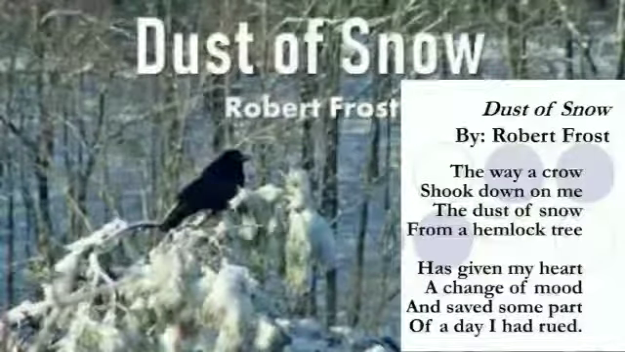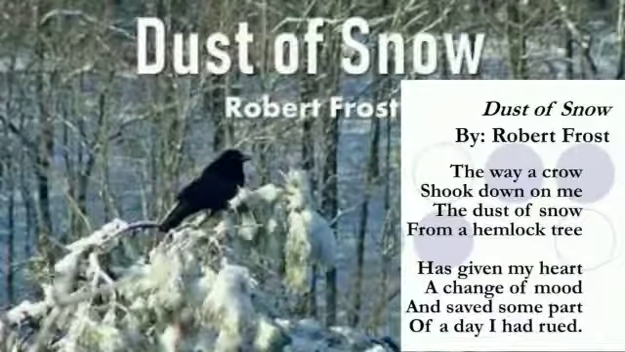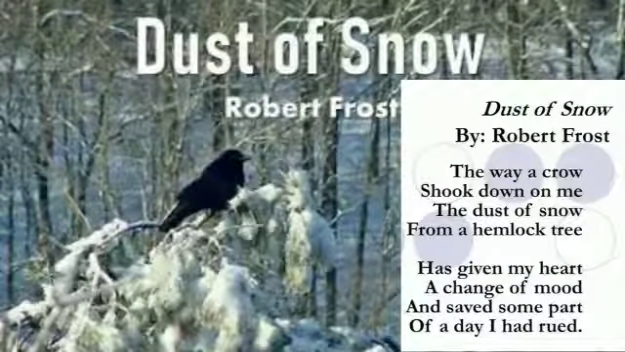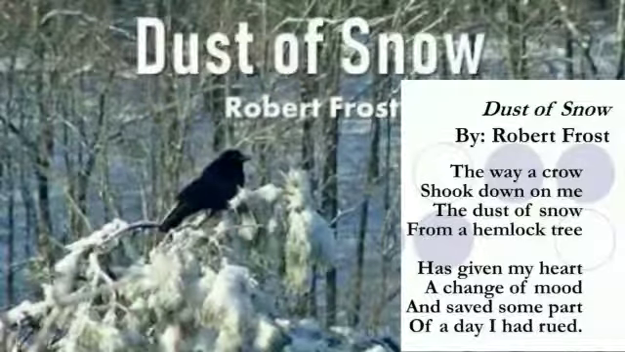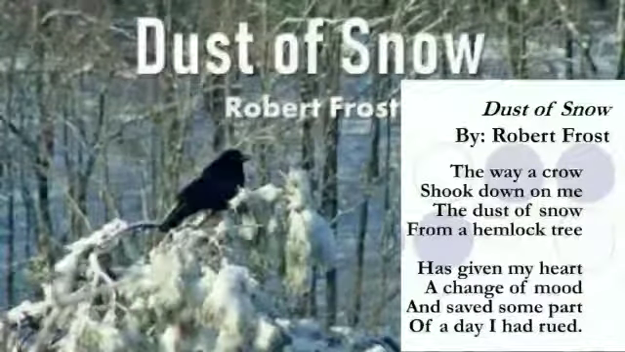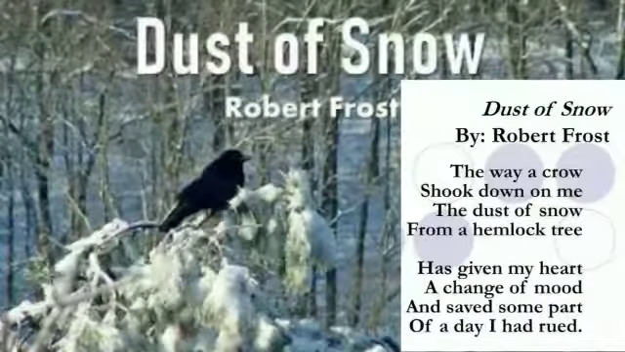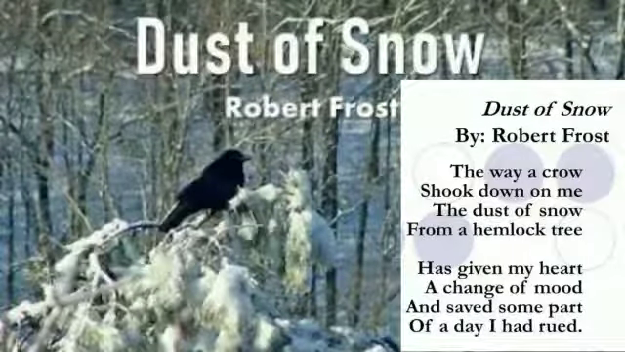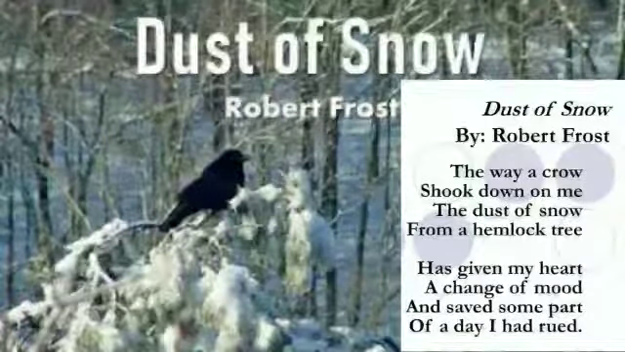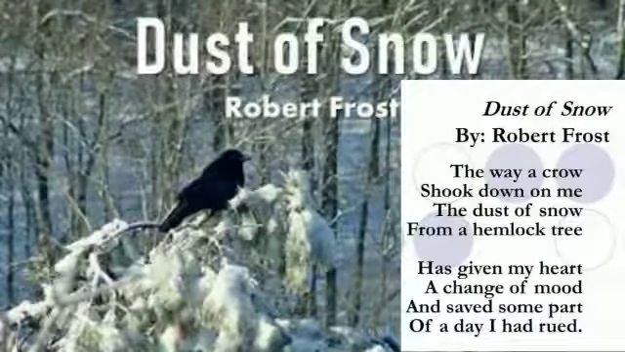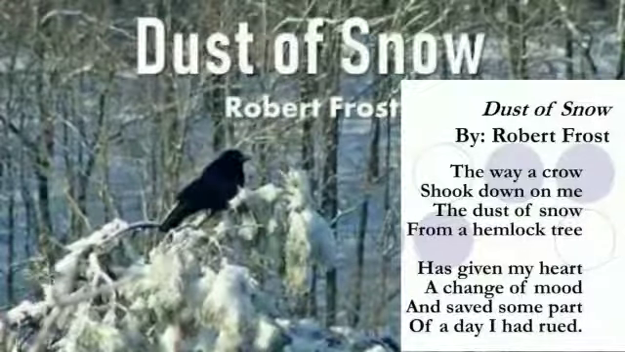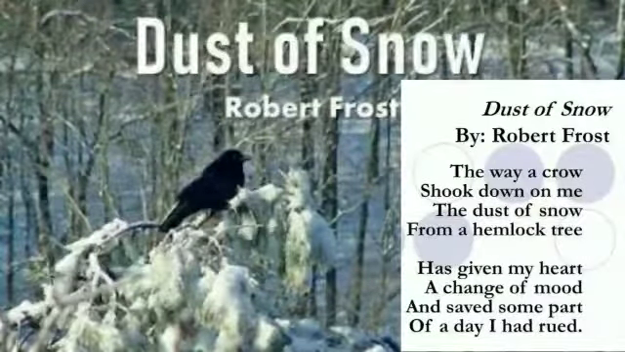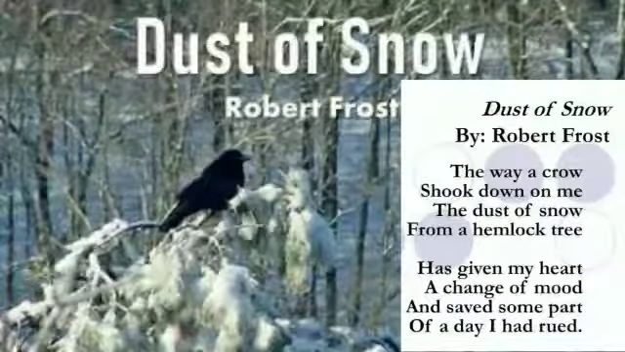So this was explained in the first stanza, and as you can see, in the first stanza both things are mentioned, the crow and the hemlock tree, and already we have discussed that both are symbols of bad omen, bad things, sorrow and negativity. Now see the second stanza. Has given my heart a change of mood and saved some part of a day I had rued.